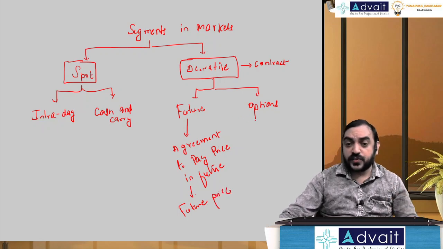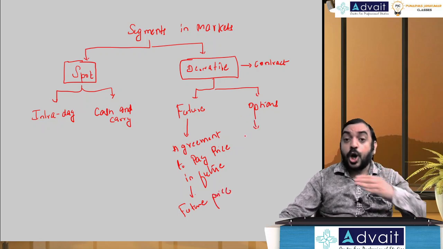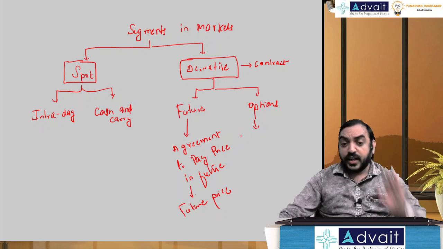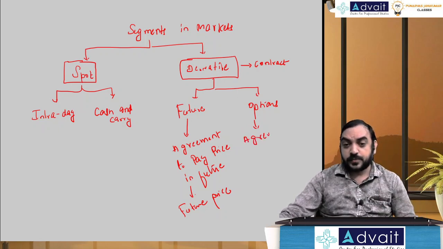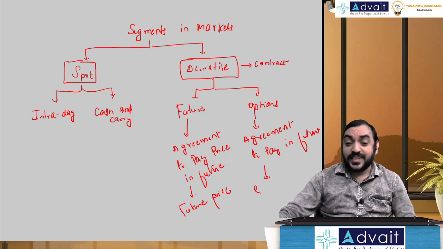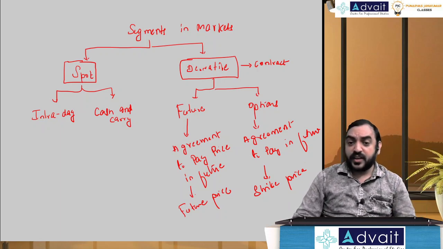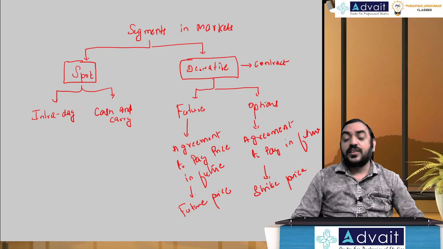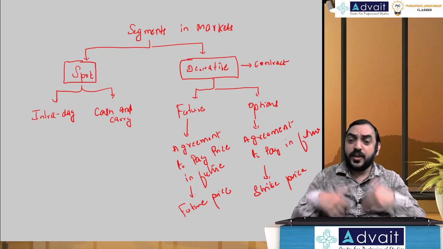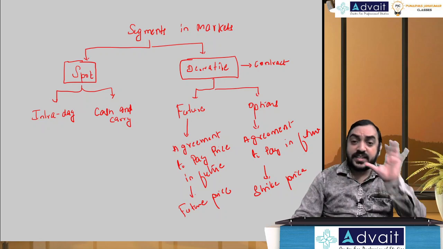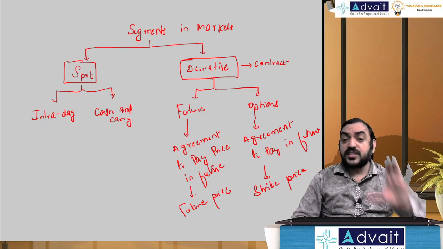Whereas an option is also an agreement. How it is different, I'll come to later. It's also an agreement to pay in the future, and that is called the strike price. So in futures we call it the future price, and in options it's called the strike price. Both are agreed today but payable at a later date. It's an agreement. Derivative means a contract.